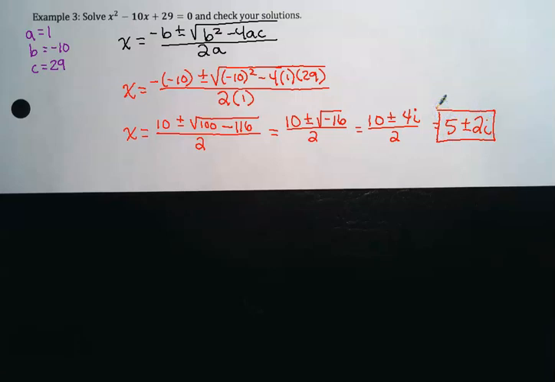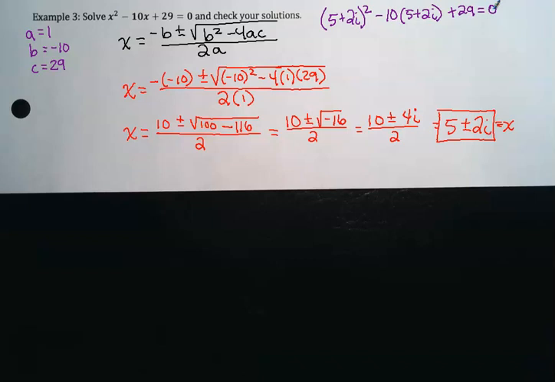Okay, then it says to check the solution, right? Check your solutions. Well, if that's the case, this is your solution. This is your x, right? In order to check it, we're going to plug it back into the equation. So we're going to have our x is 5 plus, we're going to just pick one of them at a time. So 5 plus 2i squared minus 10 times 5 plus 2i plus 29 should equal 0.